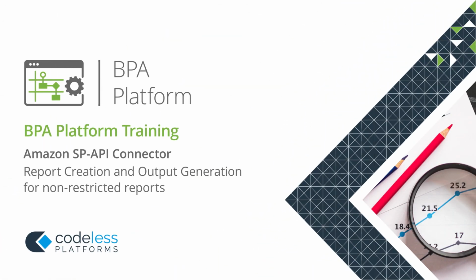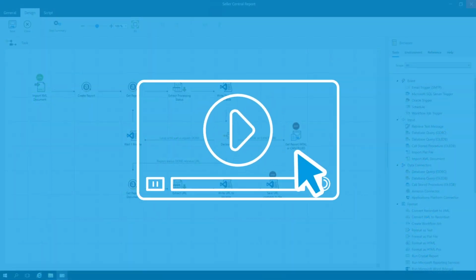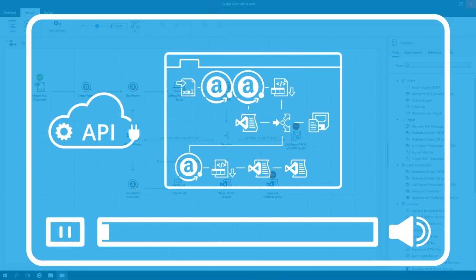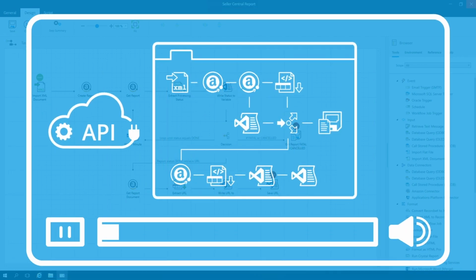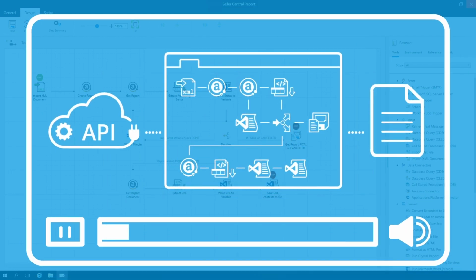Welcome to the Amazon SP API Connector report creation video. This video will outline an example of how the Amazon Connector can be used within a task to generate and retrieve reports when using the Selling Partner API.